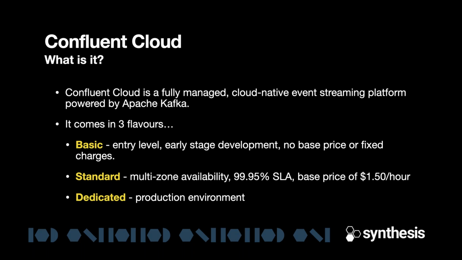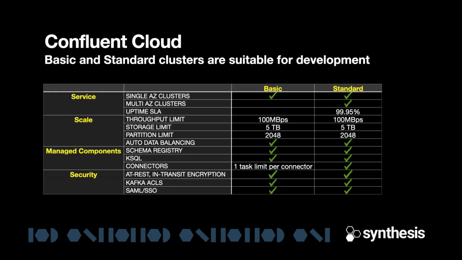The next one is standard, which is a multi-zone one, and it has a certain SLA provided, 99.95, and it has a base price of $1.50 per hour while you're using it. And then there's the more dedicated one, which is more associated with production environments. So if I was a client and said I want to move this to Confluent Cloud, you'd have a dedicated system. Basic and standard clusters are quite useful for development in that they're cheap, and they also have all the requirements you really want.